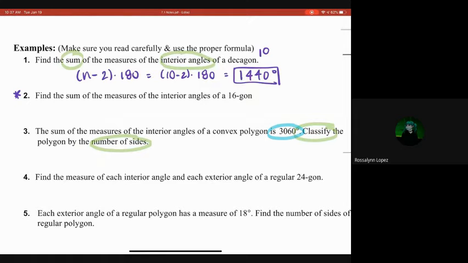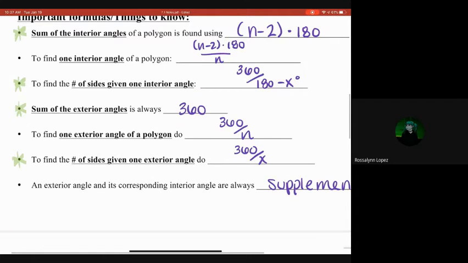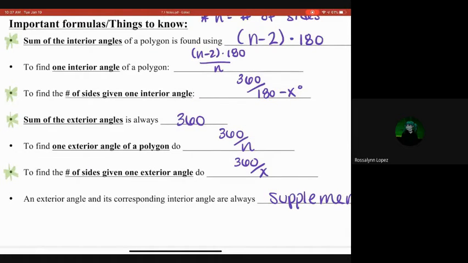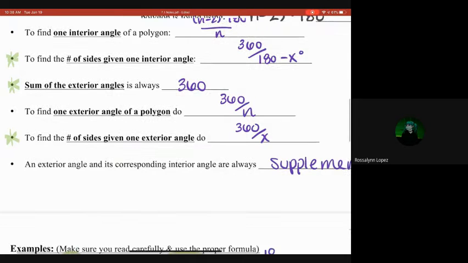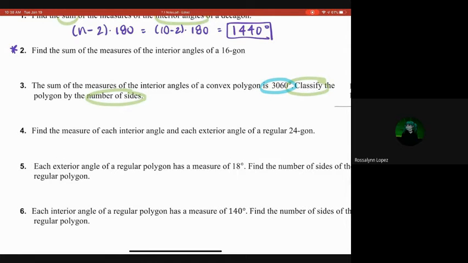Well, let's just look and see if we have a formula. Classify by the number of sides. Well, I see two that have to do with the number of sides. The third one down says find the number of sides given one interior angle. Are we given that? No, we're given the sum, right? And then we also have find the number of sides given one exterior angle. That's the second to last one. We weren't given that either. We were given the sum of the interior angles, and I'm going to use that to find the number of sides.